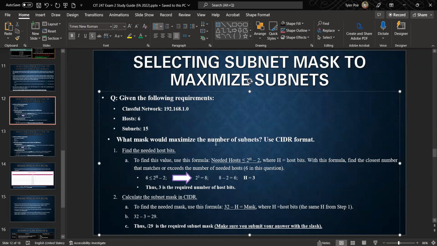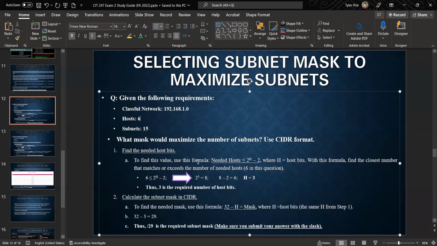Now, if you're maximizing the number of subnets in a network, you're finding a mask that, with this subnet, will maximize the number of subnets you receive. In other words, the number of networks given with this classful address. You'll need to find the minimum number of hosts based on the number given here. To do this, you need to find a specific value, the host bits.